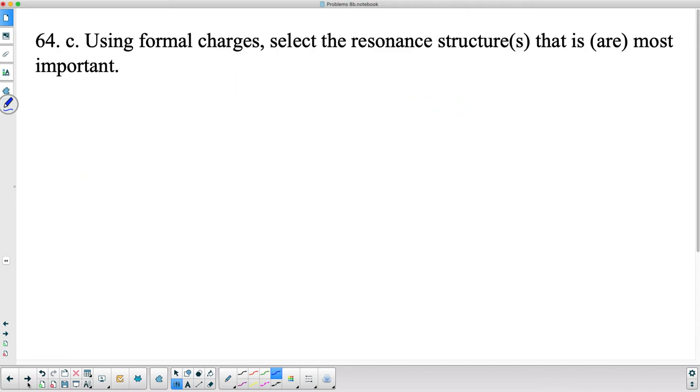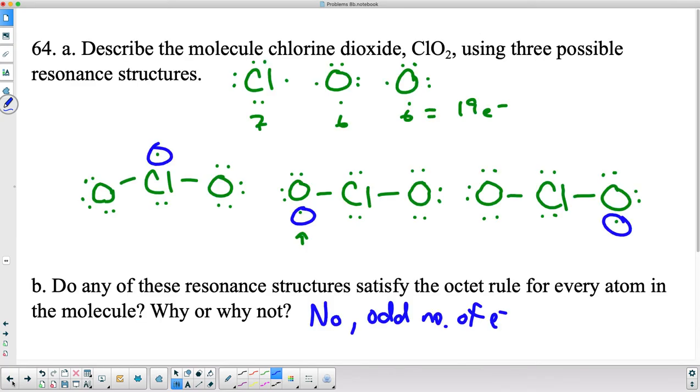I'm going to show you an example using formal charges to select the resonance structure that is the most important. So I'm going to go back to here. Formal charge looks like this, and I'm going to do it very quickly. I've got valence electrons and assigned electrons. The valence electrons are 6, 7, 6. That's going to be 6, 7, 6, 6, 7, 6, like that. We're going to do this quickly.